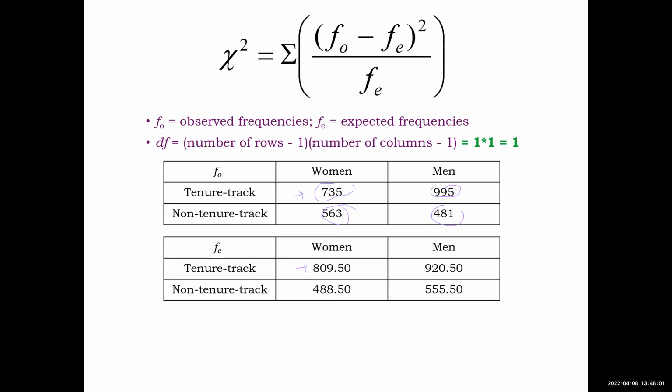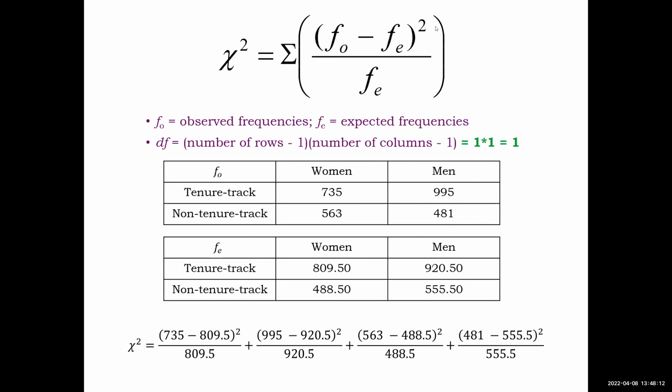Our degrees of freedom is just the number of rows minus 1 times the number of columns minus 1. So we have 2 rows, 2 columns, so 1 times 1 equals 1. Pretty simple. Let's walk through this. We start with this cell: 735 minus 809.5, squared, divided by 809.5. You have to square the difference up here. And it's the same for each one.